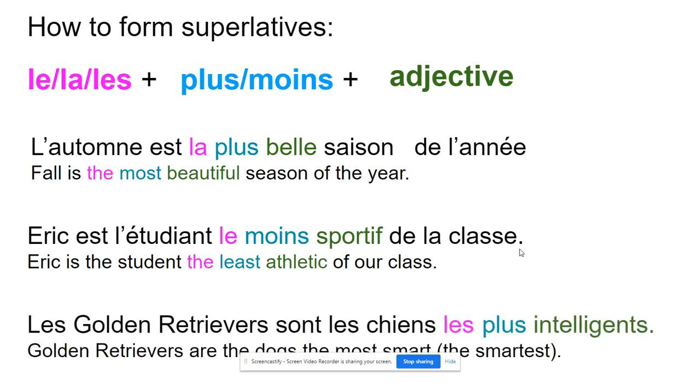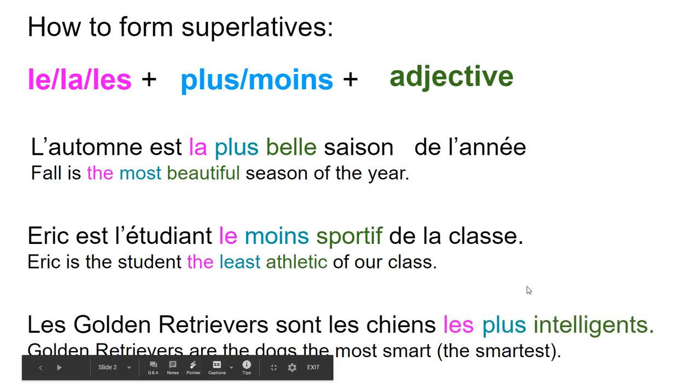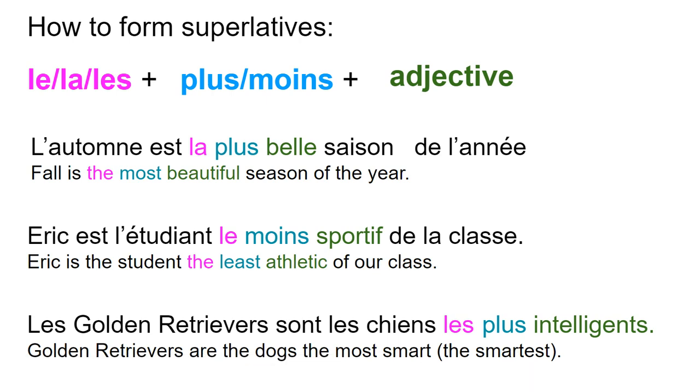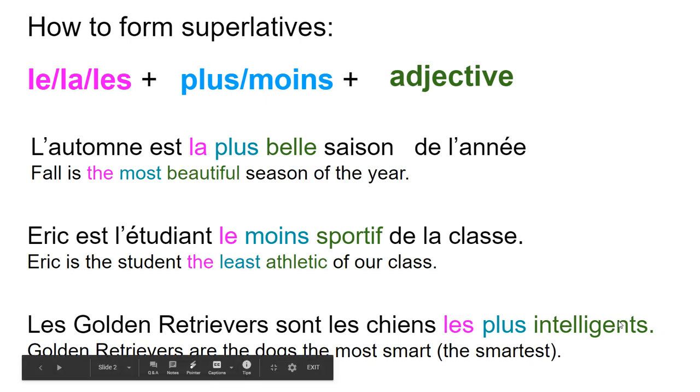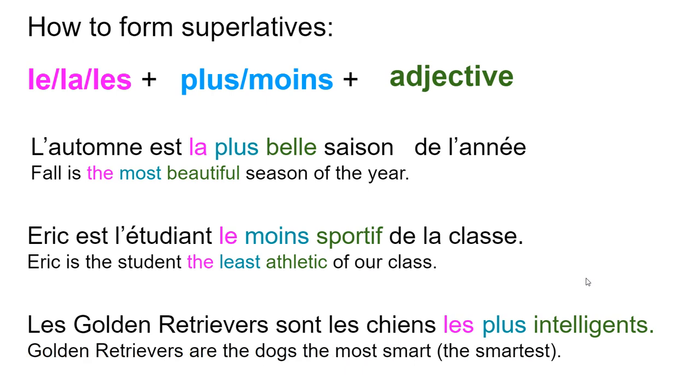Here's a third example. Les golden retrievers sont les chiens les plus intelligents. All right, so golden retrievers are the dogs the most smart, or we wouldn't say the most smart in English. We would say the smartest. Golden retrievers are the smartest dogs. So here, we're comparing golden retrievers to the rest of the breeds, and it's kind of implied because we didn't put that here after the superlative like we did here or here. All right, so that's also possible to do.